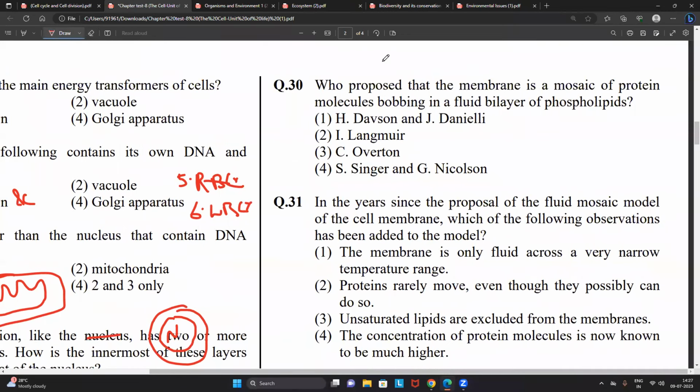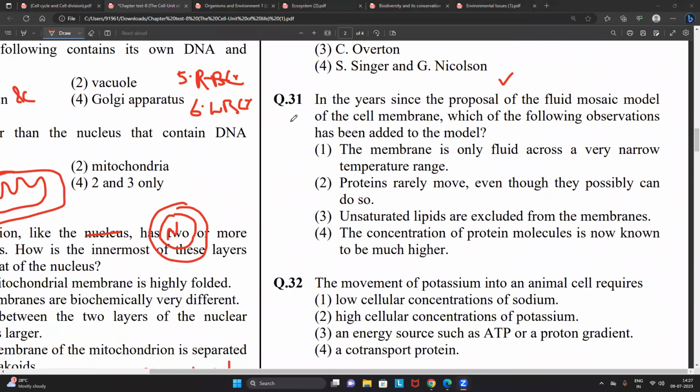Who proposed that the membrane is a mosaic of protein molecules bobbing in the fluid bilayer of the phospholipids? I am showing you very easy questions. They are not tough questions. As we all commonly know, it's a simple question. Singer and Nicolson. What kind of model are they talking about? They are actually talking about a model called the fluid mosaic model. No need to get confused with that particular point. Correct, na?